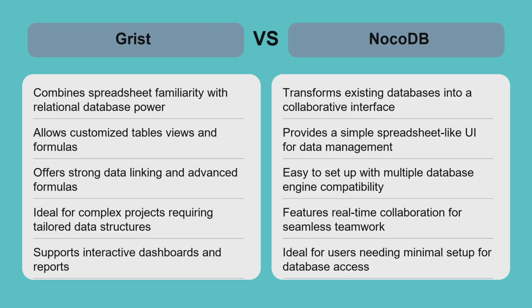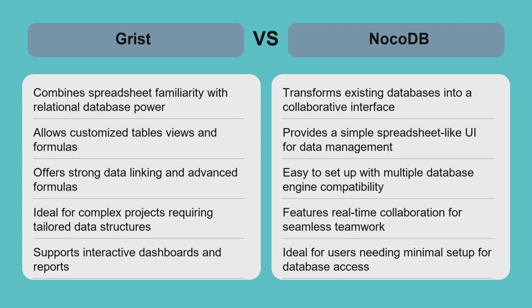Comparing Grist and NocoDB reveals distinct use cases. Grist excels when you need a hybrid between spreadsheets and relational databases, offering deep customization with formulas and linked tables. It's perfect for complex projects requiring tailored data structures. NocoDB shines when you already have a database and want a simple spreadsheet-style interface for collaboration and data entry. It's easier to set up and integrate smoothly with existing SQL databases.